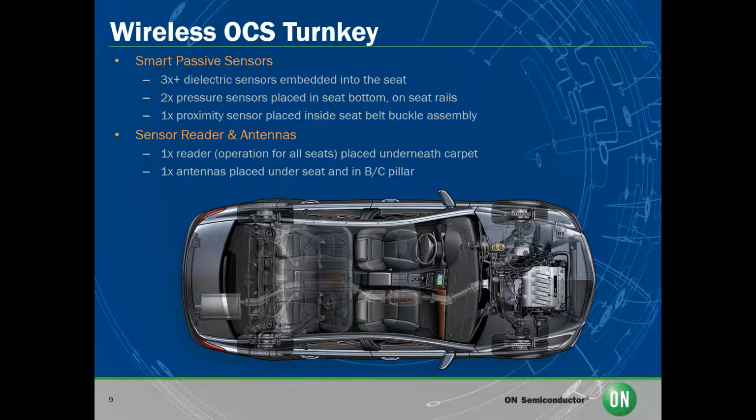This diagram shows how the sensors can be placed inside the vehicle. First, we have the dielectric sensors embedded inside the seat to determine the occupant's position in the seat. Then we have the reader that can be installed underneath the carpet of the vehicle. Then comes the pressure sensors in each seat bottom and seat rails. All of this is then linked together wirelessly using the antennas installed underneath each seat. With this complete system, you can monitor all the metrics previously stated completely wirelessly and all through the same interface.